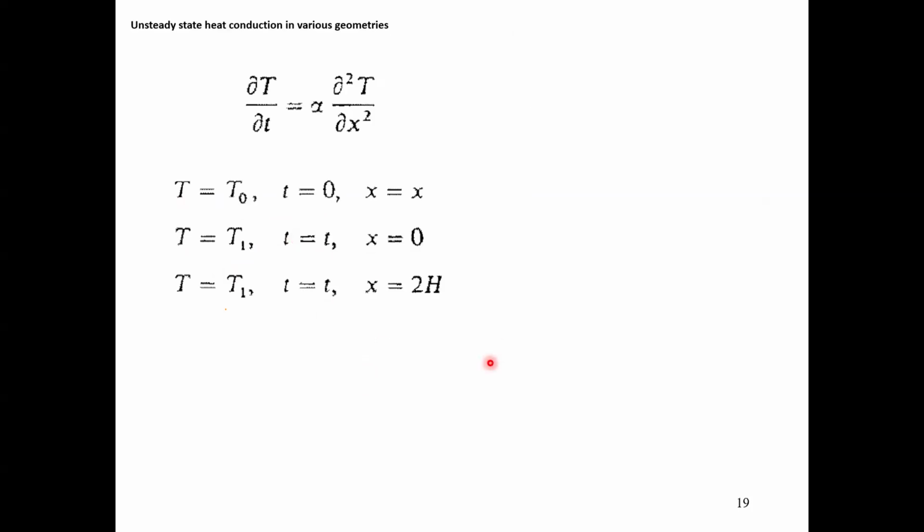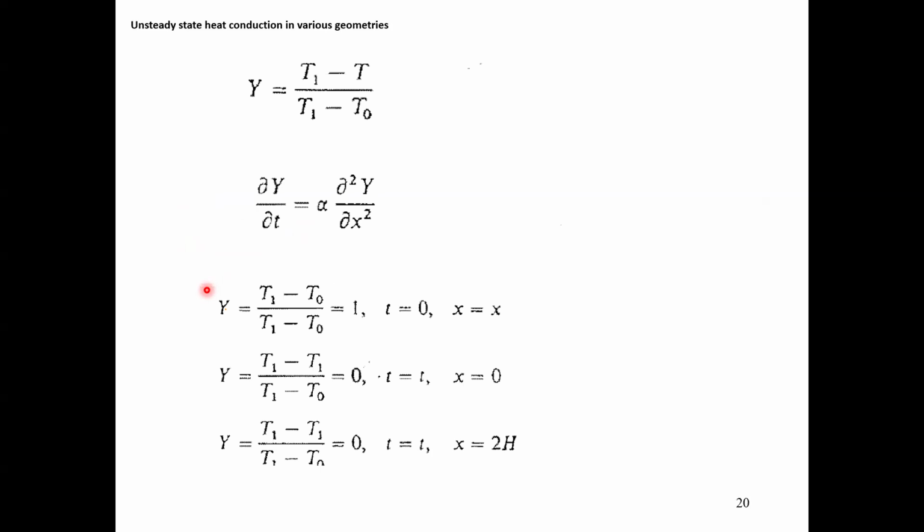So at two different boundaries, the temperature is at T1 for this case. So you have both the initial condition and the boundary condition. With that, you can solve this equation as we have seen previously. And a new concept.